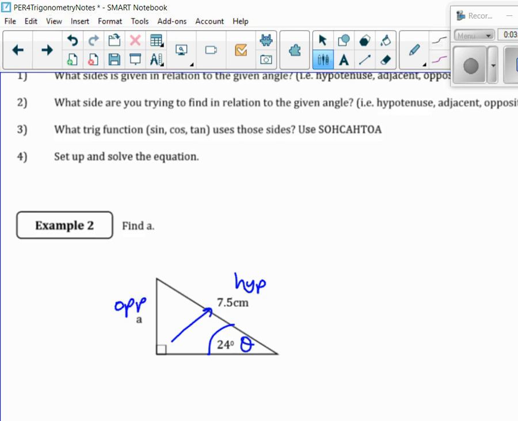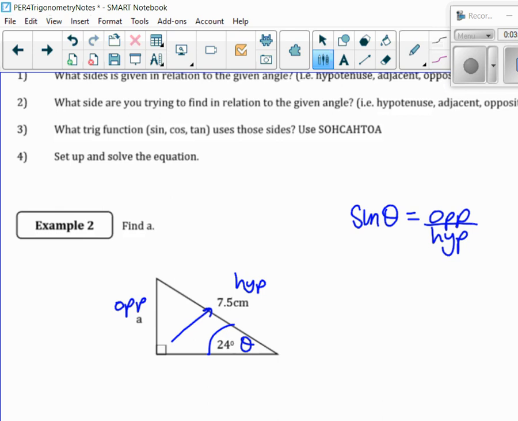So then the next question is, what trig function uses those two in it? Opposite and hypotenuse. It's sine, right? Sine is the opposite over hypotenuse. So what I would do personally is I would write out the formula. So I'm going to write it out. So sine theta is equal to opposite divided by hypotenuse. You don't have to do this step, but that's what I would do when I'm first learning it. I would write it out.